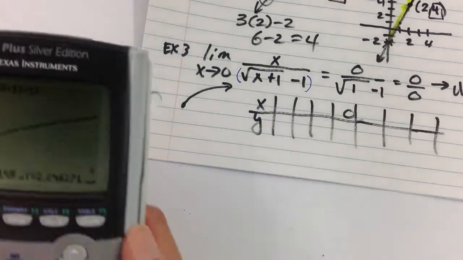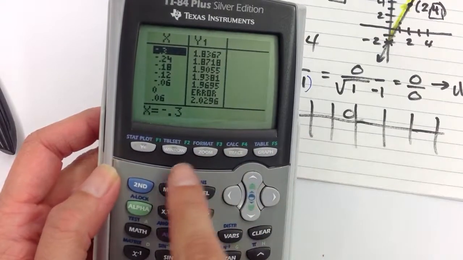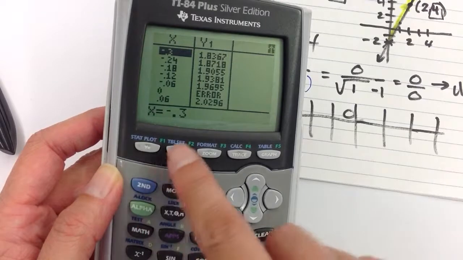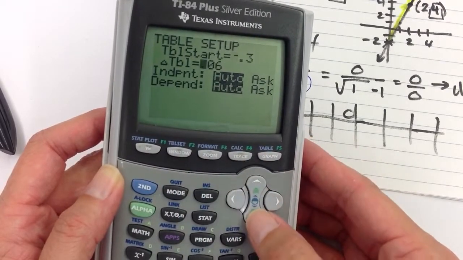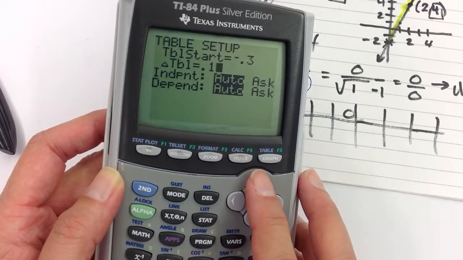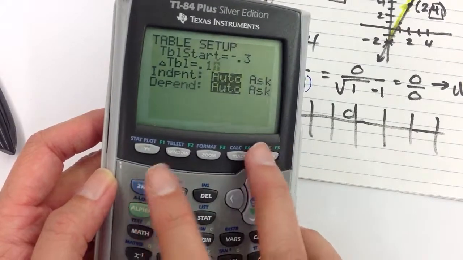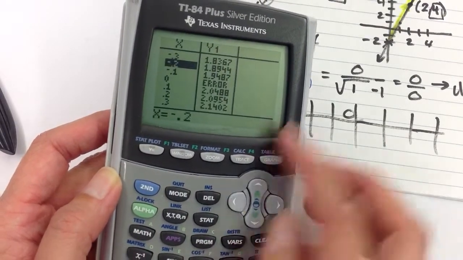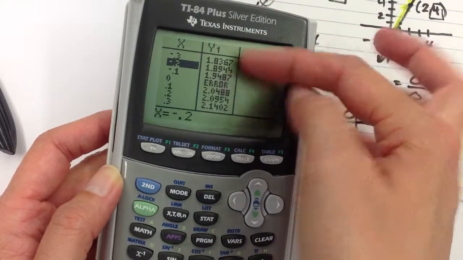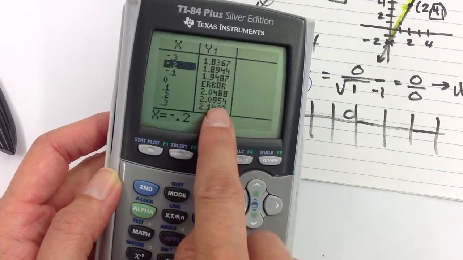But if I go to my table, I do second graph. Let's look at my table. Oh, I have weird table settings. So another thing you need to be able to do is second window and change your table settings. I'm going to change my table step to 0.1 instead of 0.06, and start at -0.3. If I start at -0.3, that's fine. So I can see 1.8, 1.8, 1.9, error. Error is my 0 over 0, and then 2.04, 2.09.